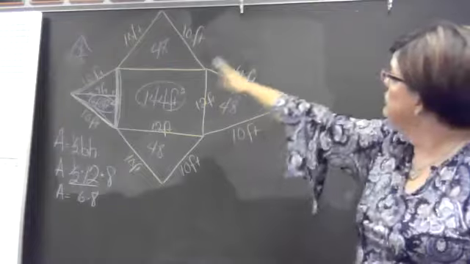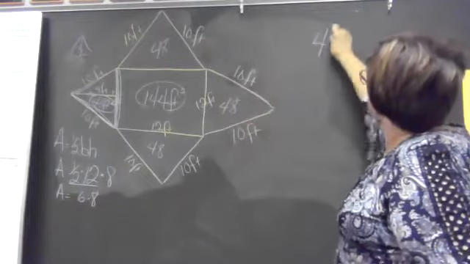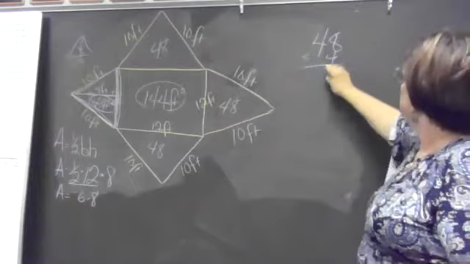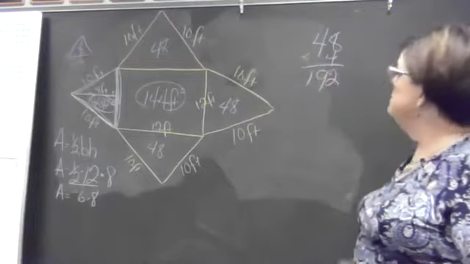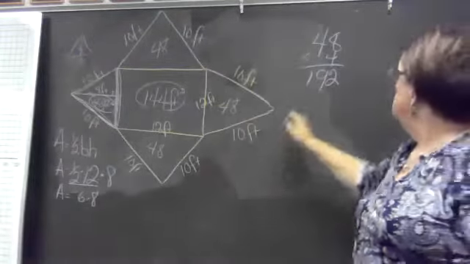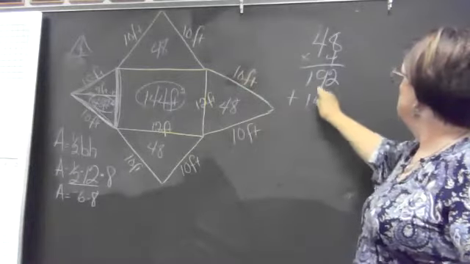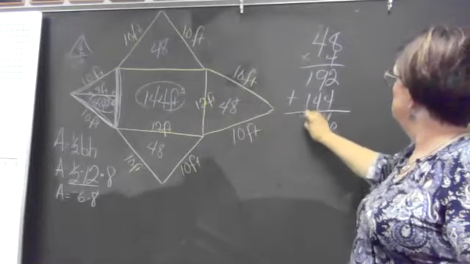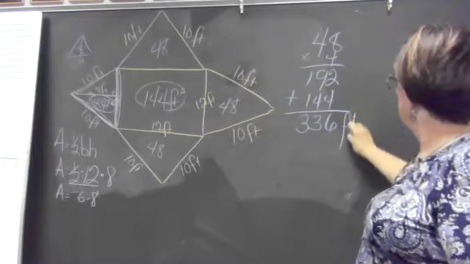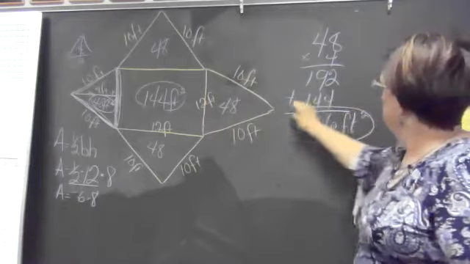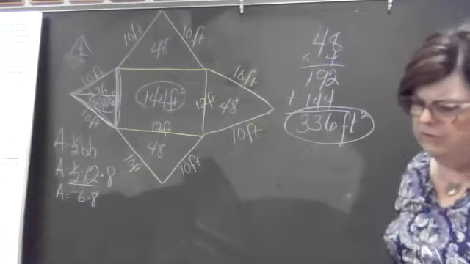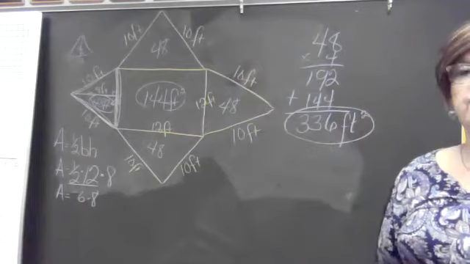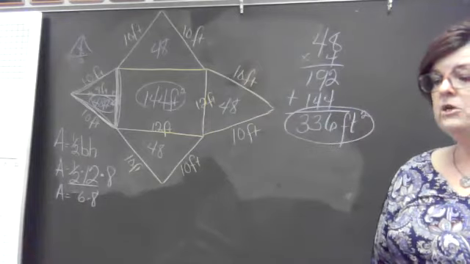So I have 1, 2, 3, 4 times 48, I'm just going to do this instead of listing them all. So I have 192. That takes care of all the triangles, plus the square. All the surface area. So you should get 336 feet squared. Any questions on this one?